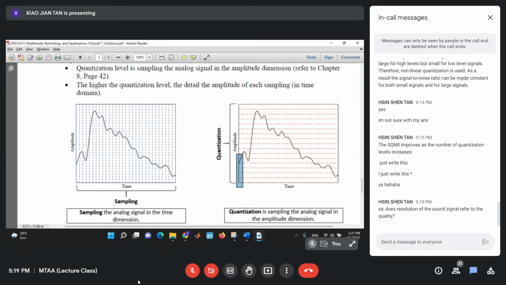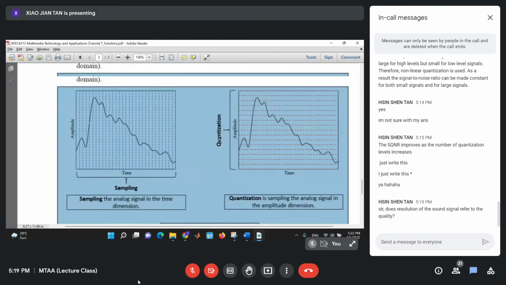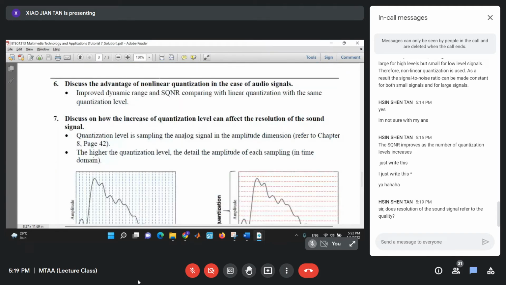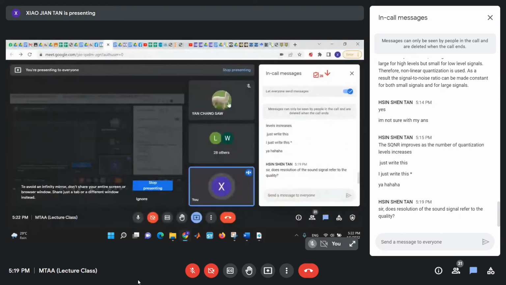Okay, because SQNR is referring to all the gap, no matter in the time domain or the amplitude domain. The SQNR is those gap which is different from the original continuous analog signal. Okay, so thank you for the answer. Yeah, that's all for tutorial 7. Any question before we end this tutorial?